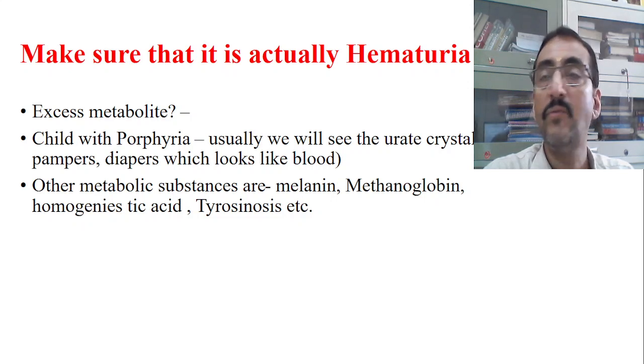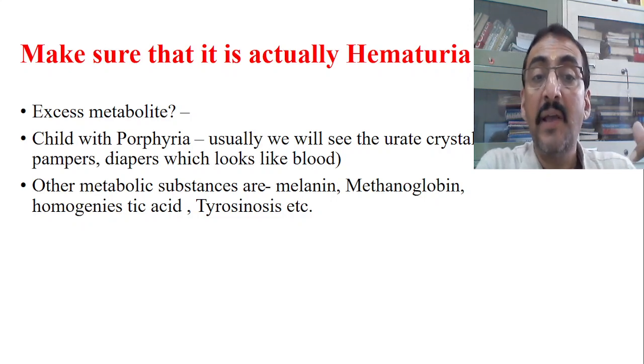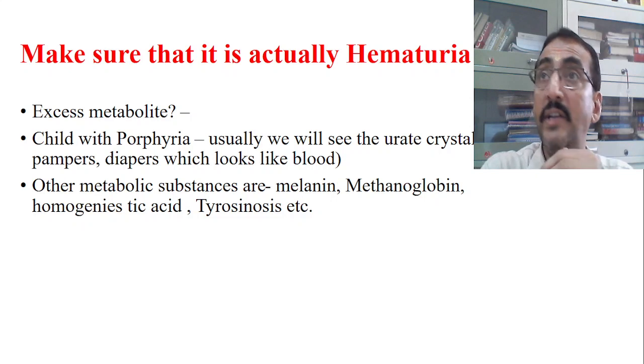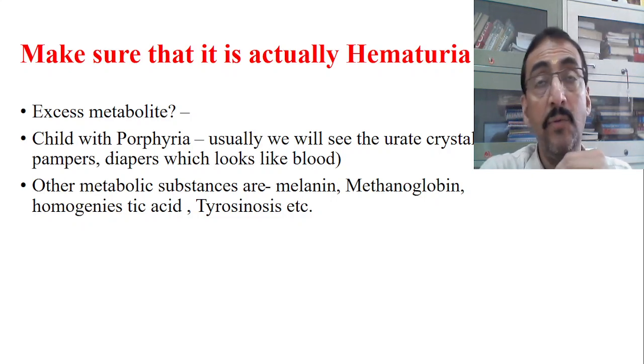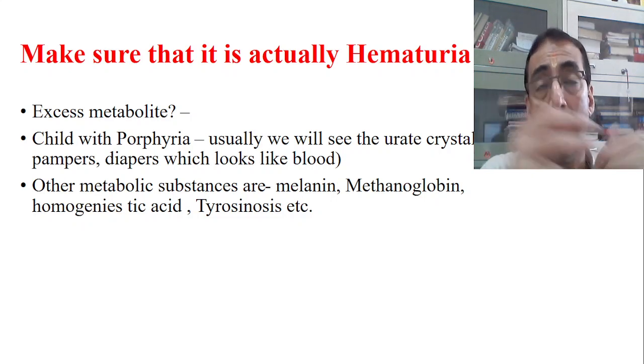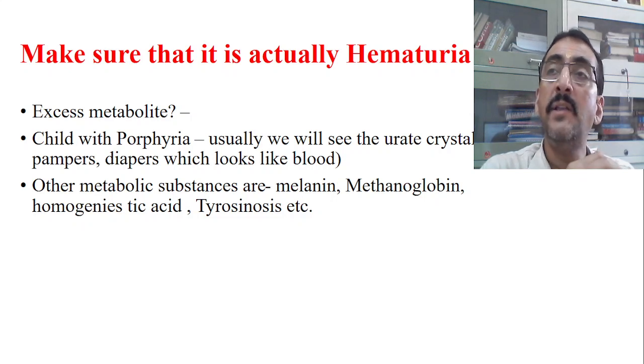Okay. So porphyria is one of the metabolic disorders, that means a genetic metabolic disorder. Here also, the urate crystals which are present in the urine get stained in the pampers or diapers, etc., and that gives a red color, and the mother may be showing it to you. Other metabolic substances like melanin, sometimes methemoglobin, homogentisic acid, tyrosinosis, may also change the color of the urine into red color. Of course, excess metabolites leading to change in urine color is very common.